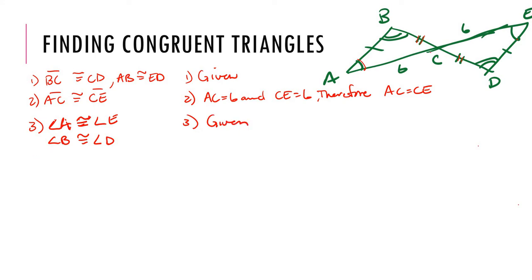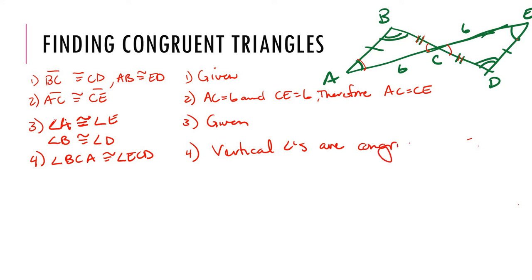I need to also prove this inside angle. So I'm going to say that angle BCA is congruent to angle ECD. And I can't just call these angle C because there's more than one angle C in the diagram. The reason for that, can you tell what it might be? Vertical angles are congruent. So now I've shown that all of my sides are congruent. All of my angles are congruent, so I can now say that triangle BCA is congruent with triangle DCE.